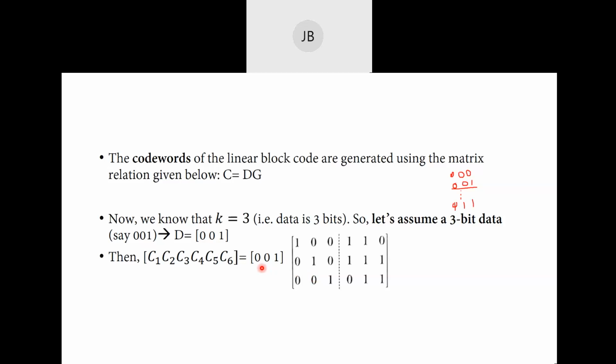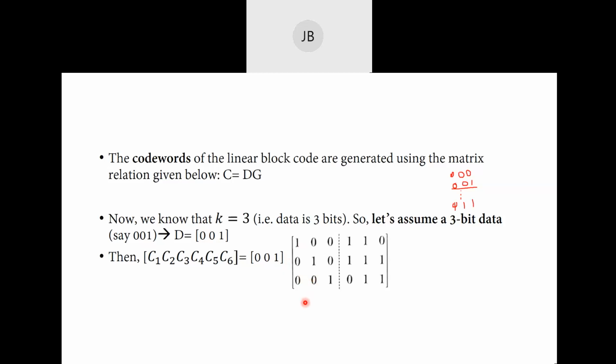That is, this D multiplied by the first column here. So we should be getting then the value of C1. For example, 0 multiply 1, 0 multiply 0, and 1 multiply 0. It's a 0. So C1 should be 0. Next C2, how to find out C2? C2 is D multiplied by the second column here. So that is again when you multiply 0 and 1 and 1 and 0, it becomes again 0.